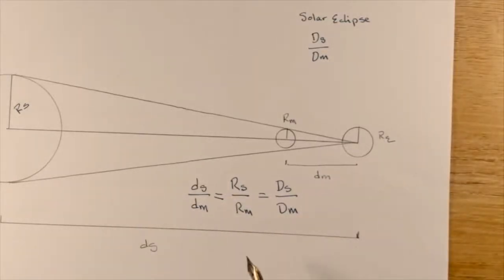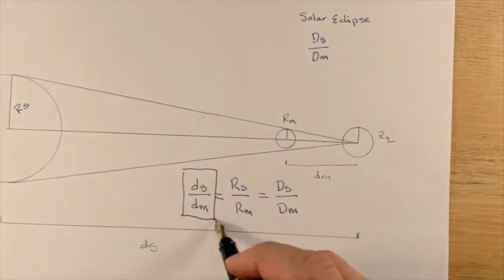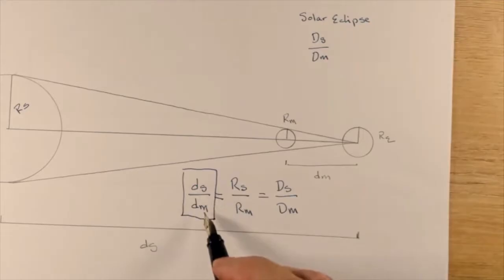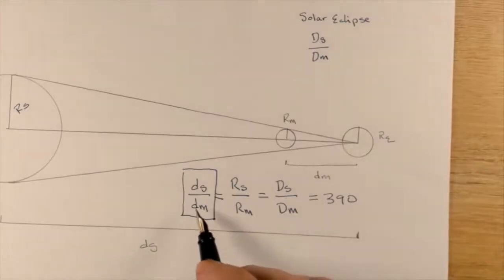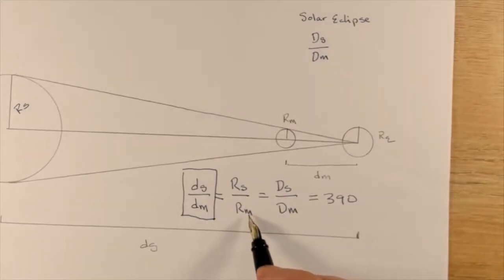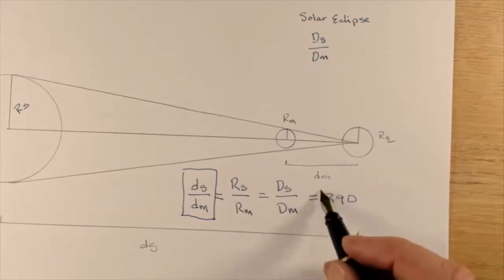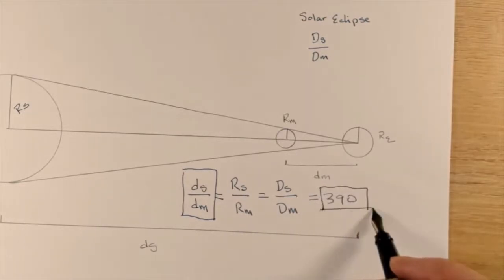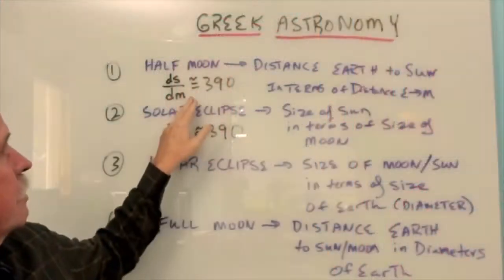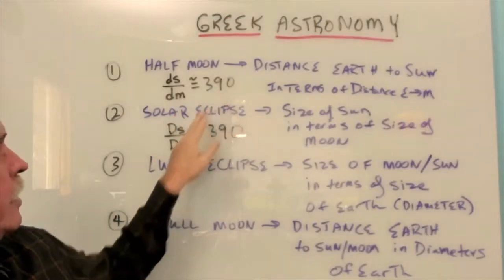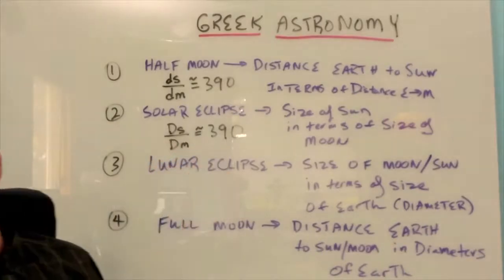Now this makes the answer rather simple because we have just determined that the distance to the sun over the distance to the moon equals 390. So it follows that the radius of the sun over the radius of the moon and the diameter of the sun and the diameter of the moon also equal 390. Well, that was pretty straightforward, wasn't it? The distance to the sun over the distance to the moon is 390. The diameter of the sun over the diameter of the moon is also 390.